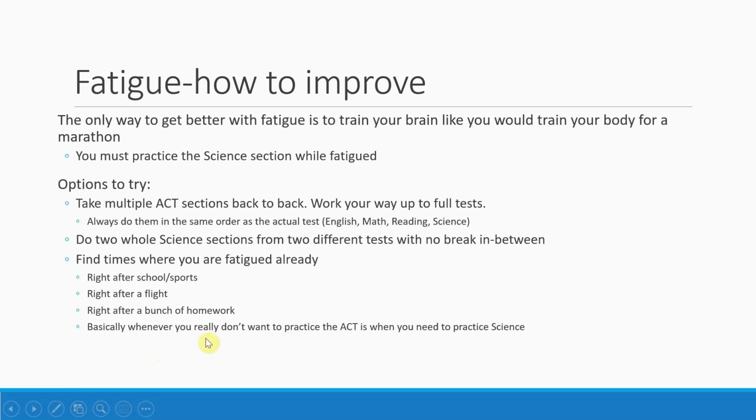Basically, the rule of thumb is whenever you really just do not want to practice the ACT because you're tired and just want to nap or do something fun, that's when you need to practice the science section. As I said, not fun, but it's the only way to get better about pushing through that fatigue. So keep that in mind and really try that out, and it will help over time.